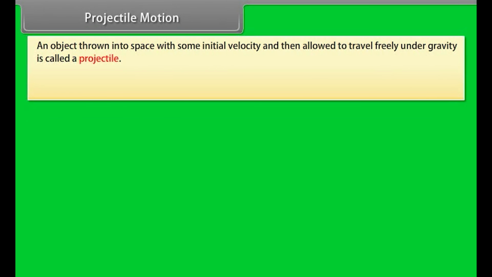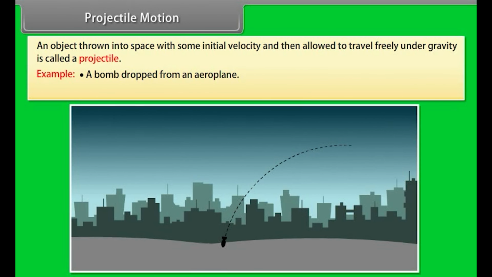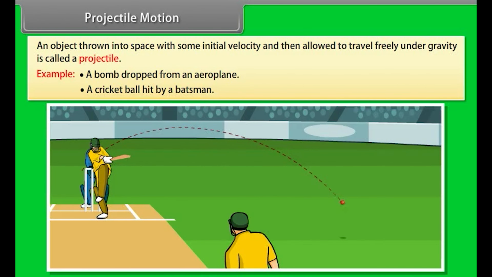Projectile motion. An object thrown into space with some initial velocity and then allowed to travel freely under gravity is called a projectile. For example, a bomb dropped from an aeroplane, a cricket ball hit by a batsman.